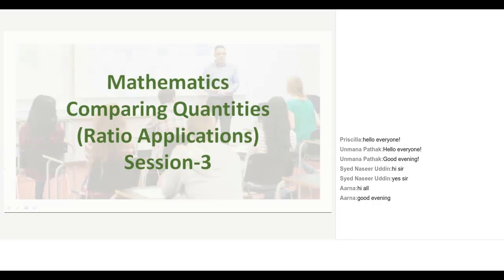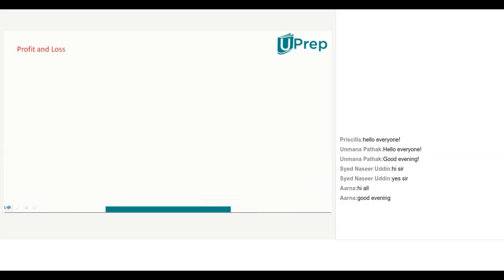Who can tell me what's profit and what's loss? So basically, guys, to put it in the simplest of fashions, if I have a pen, and I have bought the pen for say rupees 100, I go out and there's say Unmana, and I sell the pen to her for rupees 150.